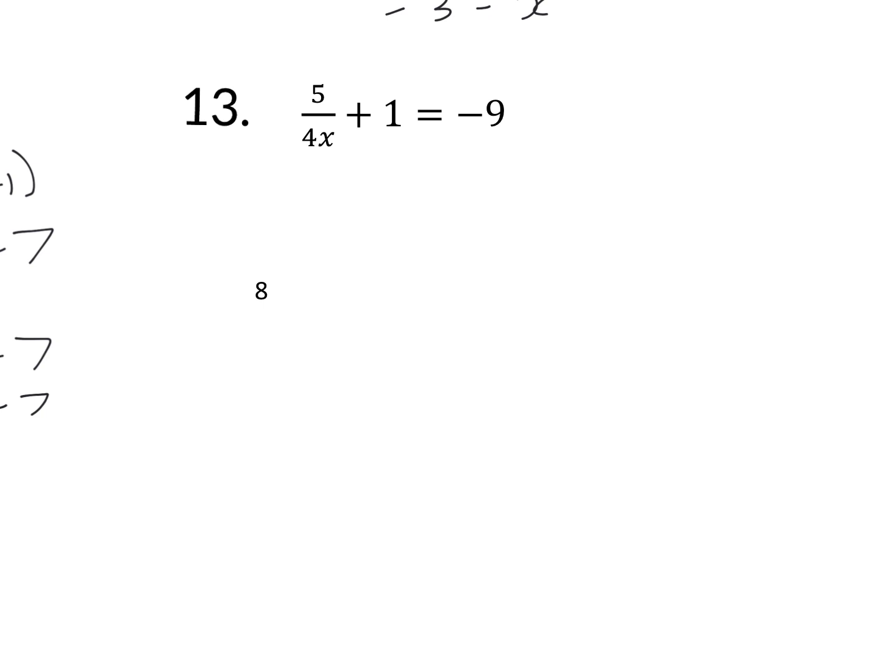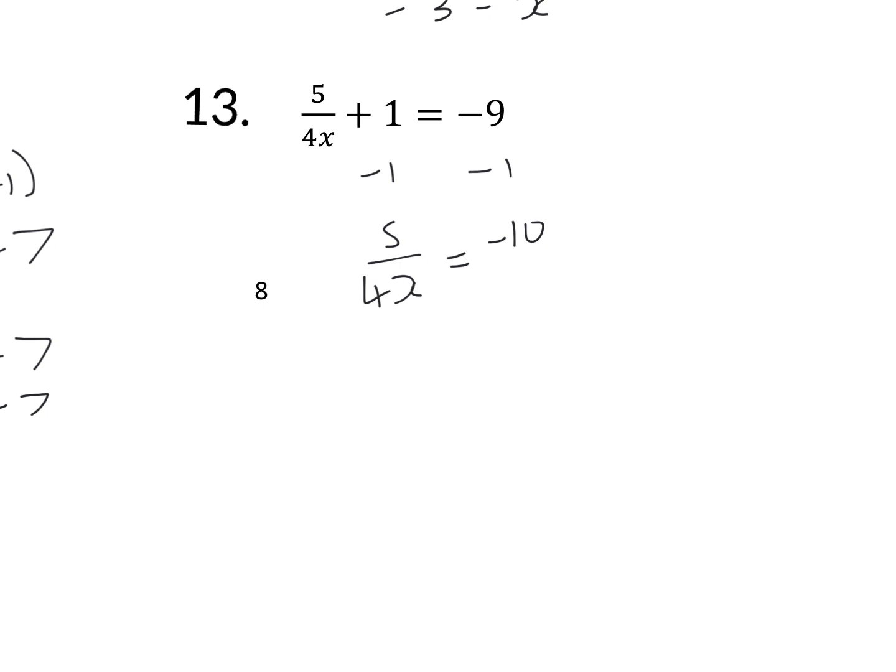At number 13, we have got 5 over 4x plus 1 equals minus 9. You can attempt to add these together. If you make this a fraction, you could add the two fractions together, or you can just take that 1 off both sides. That's what I'm going to do. So we'd be left with 5 divided by 4x equals minus 10.